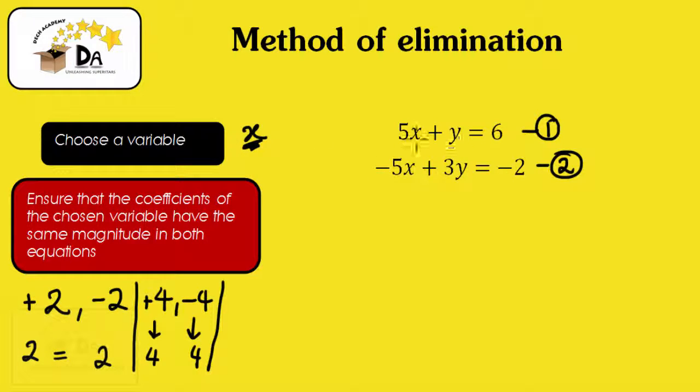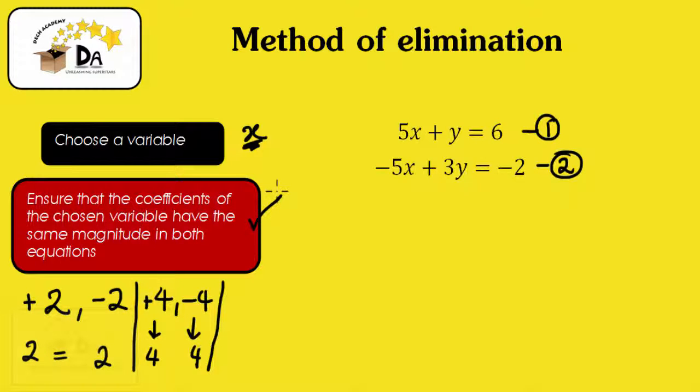So we need to ensure that the coefficients of the chosen variable have the same magnitude in both equations. Coefficient of x in equation 1 is 5. The coefficient of x in equation 2 is minus 5. So the coefficients of x have the same magnitude because the magnitude of 5 is 5. The magnitude of minus 5 is also 5. So step 2 has been met as well.